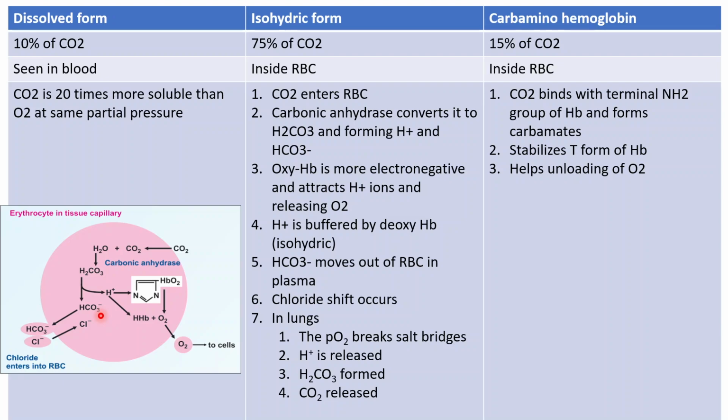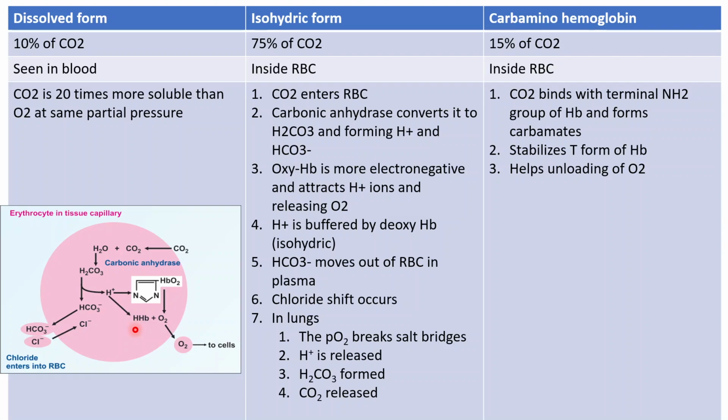So this oxyhemoglobin is more electronegative, and as a result it attracts the H positive ions. So H positive ions are attracted towards the oxyhemoglobin. The oxygen is released, and the H positive ions are buffered by the deoxyhemoglobin, by the histidine amino acids which are present in the hemoglobin.